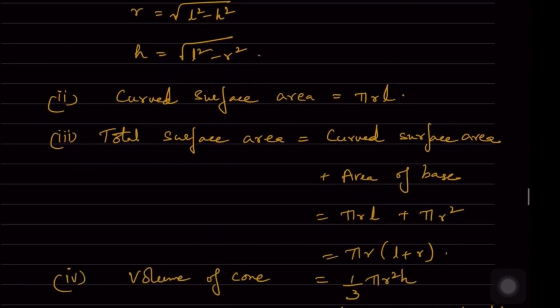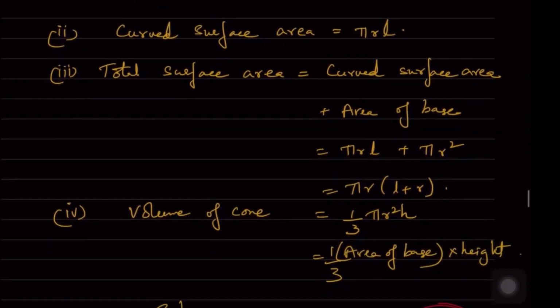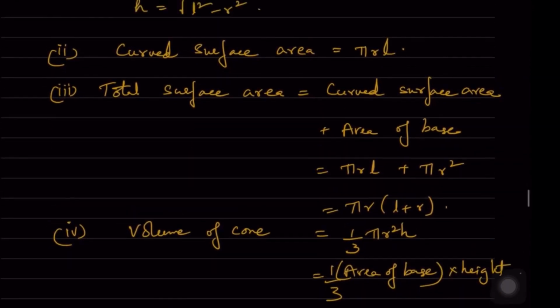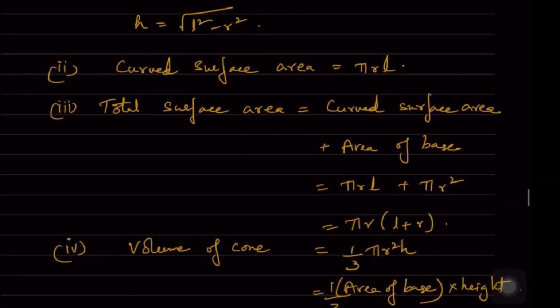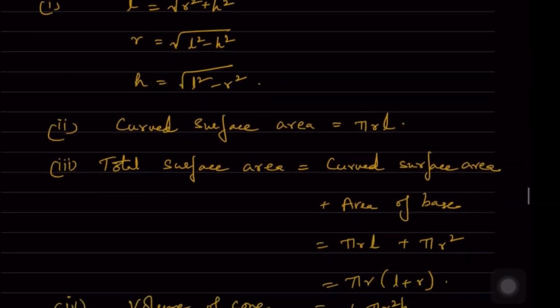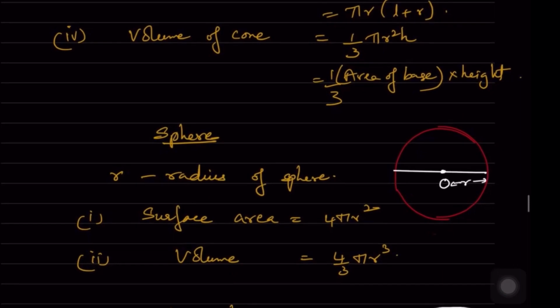Now the curved surface area is equal to pi r L. Total surface area is equal to curved surface area plus area of base, which is equal to pi r L plus pi r square, which is equal to pi r into L plus r. Volume of a cone is equal to 1 by 3 into pi r square h, which is equal to 1 by 3 into area of base into height. So here you have what is r. R is nothing but the radius of the cone. The base is a circle, so the area of a circle is pi r square, area of base into height, h is height and L is slant height over there.